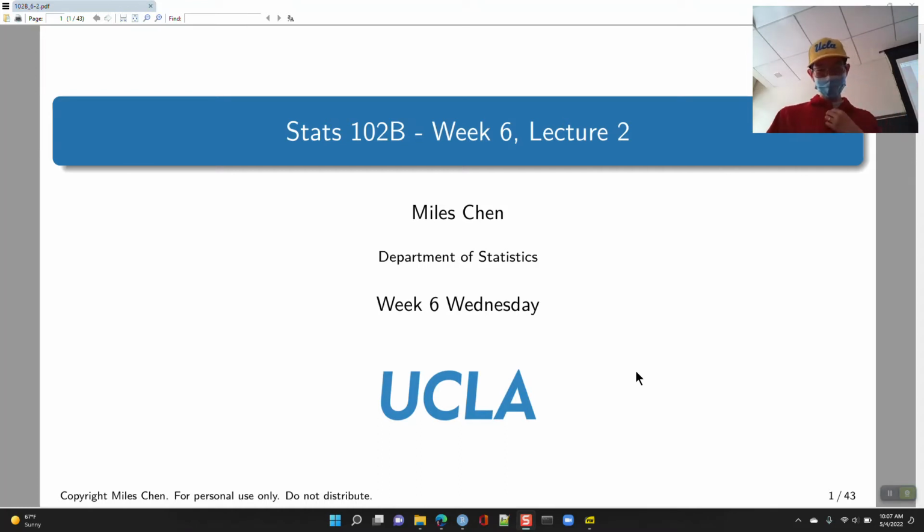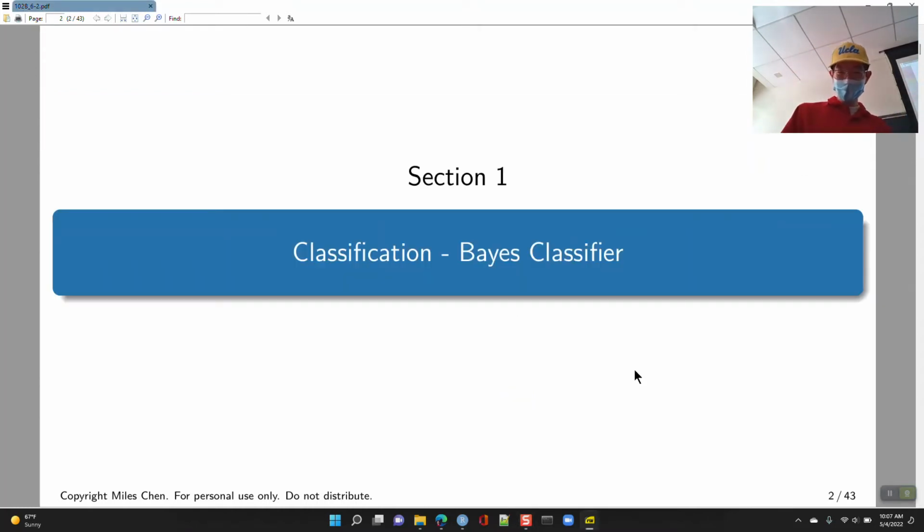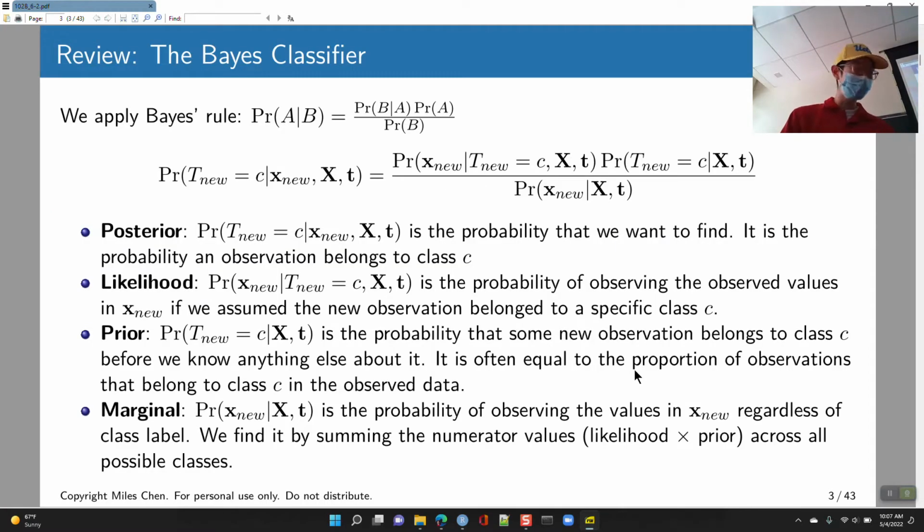But anyway, it's week 6 Wednesday, and on Monday we talked about the Bayes classifier. Just a quick recap of how the Bayes classifier works: we use Bayes' rule to figure out the probability that an observation belongs to a certain class given it has these numeric values, or just these variables in x new.